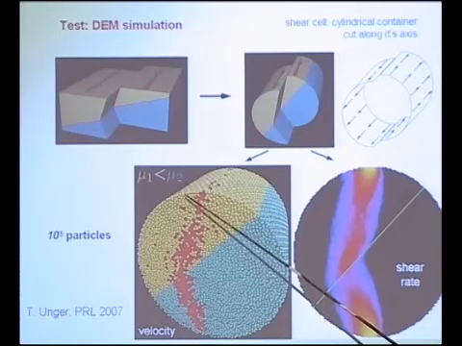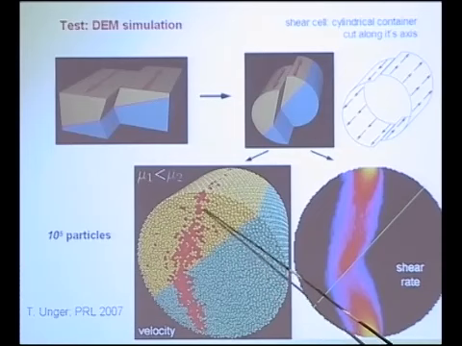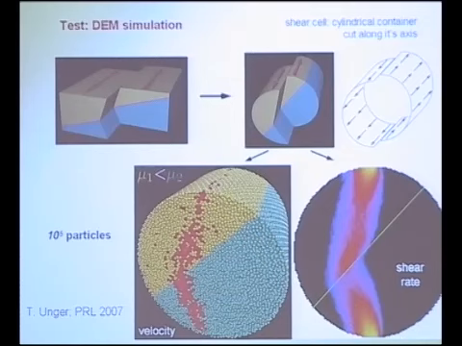So I fill this cell with this material. What you have here is one type of material and another type. The difference between them is only in the friction. And I start shearing, and come back a couple of months later and check what I see.